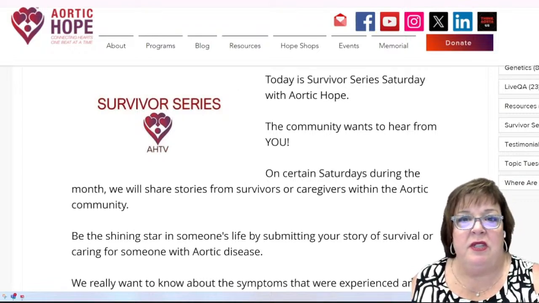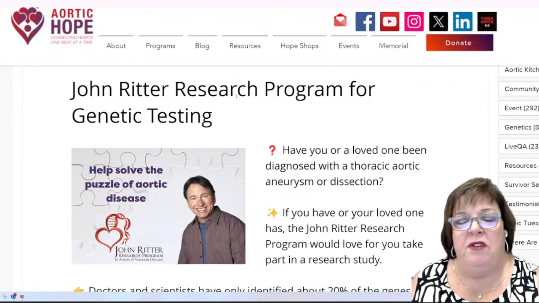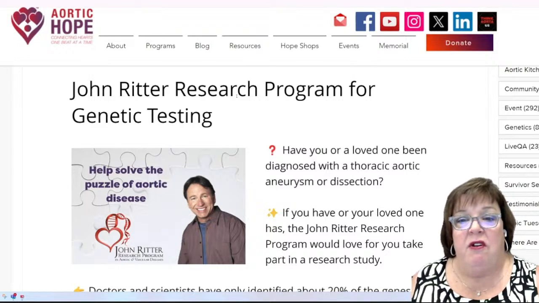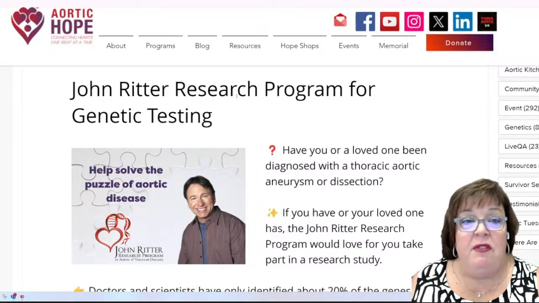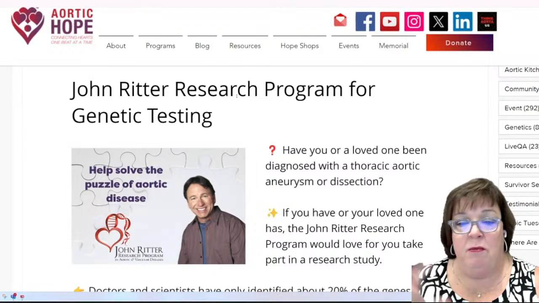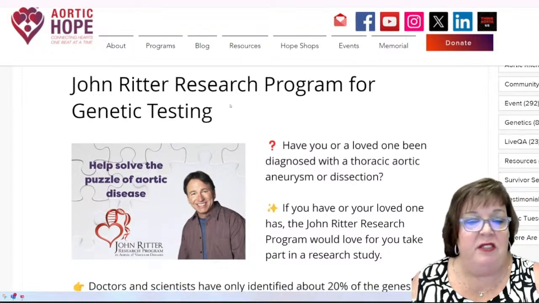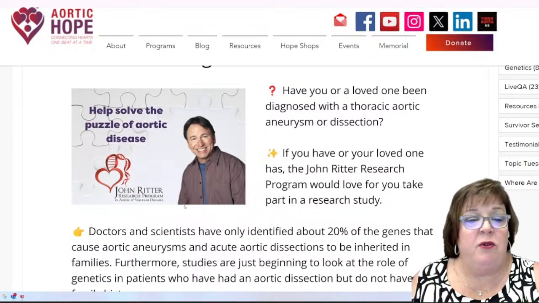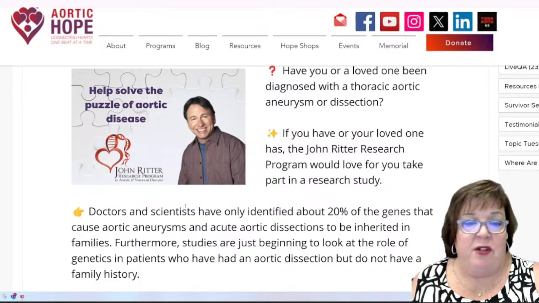And then the last, on Sunday, is the John Ritter Research Program for Genetic Testing. One of the things that's very helpful for aortic patients is to get genetic testing. There are a lot of genes that may not have been discovered yet that can be tested, can be looked at, and the more people that have them, the doctors and scientists may be able to find more genes. You can say that doctors and scientists have only identified about 20% of the genes that cause aortic aneurysms and acute aortic dissections to be inherited in families.